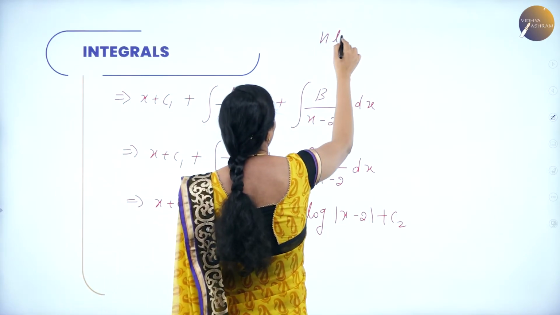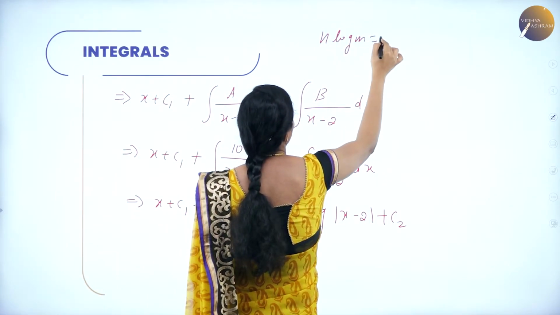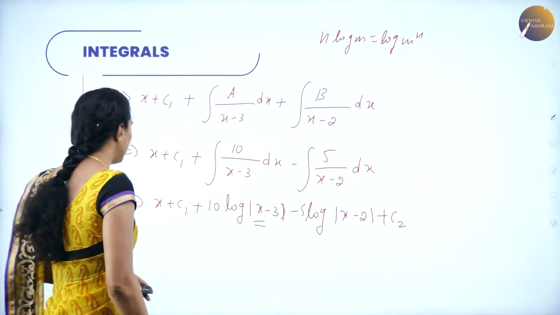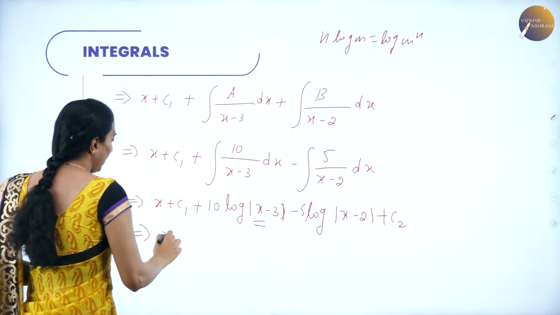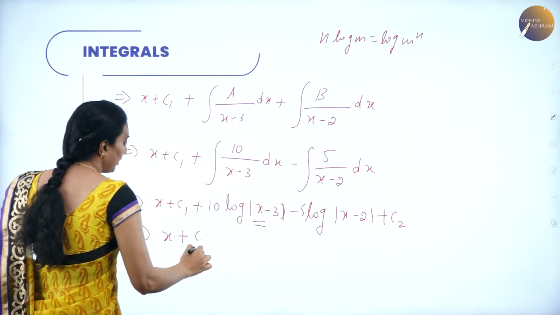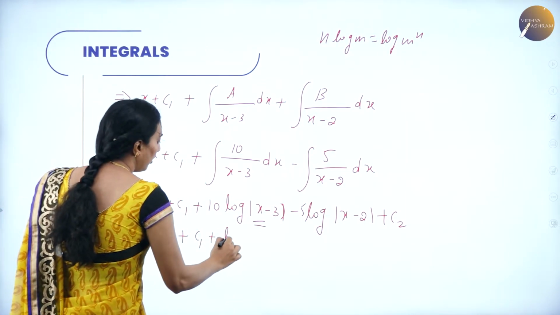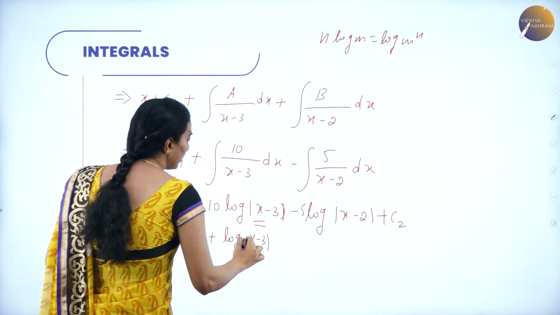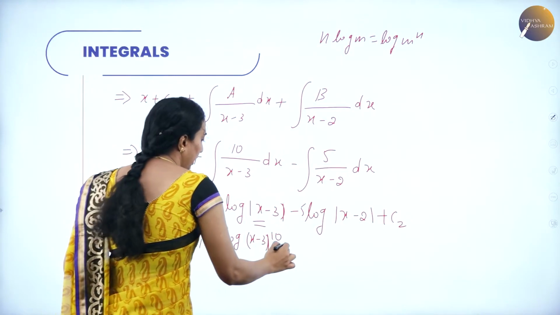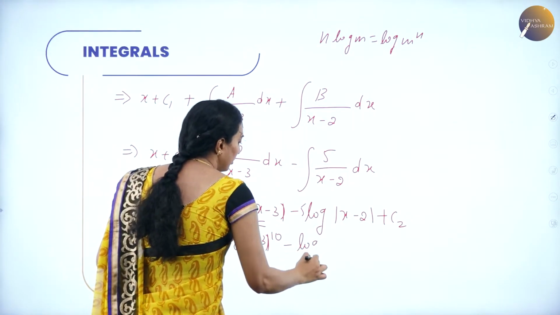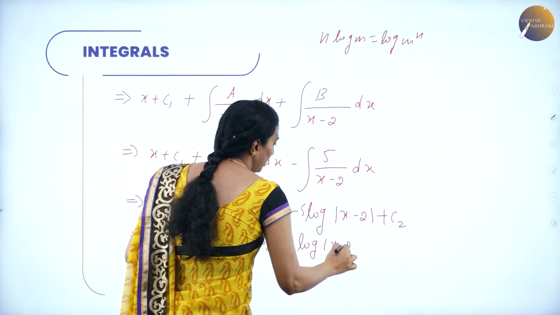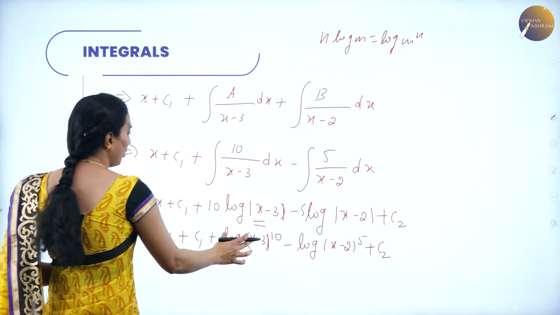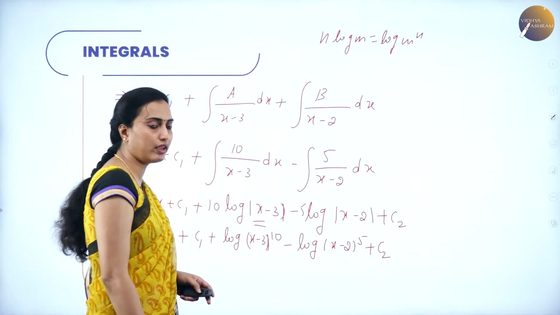Now c1 plus c2 you can combine, but first, this is n log m. What is n log m? It will be log of m power n. So I can write this as x plus c1 plus log of modulus of x minus 3 to the power of 10 minus log of x minus 2 to the power of 5. Same equation I have applied. So now log m minus log n is log m by n.